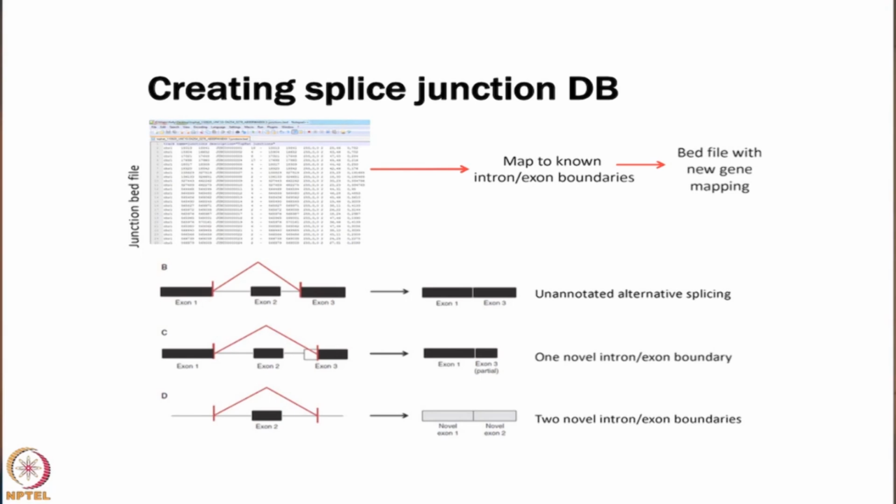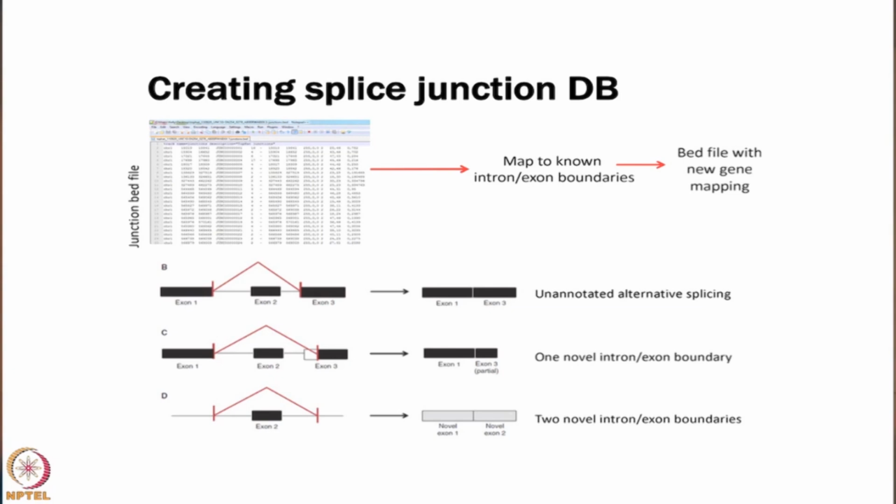To create the spliced junction databases, we take this junction bed file and compare it to the known annotation. We take out everything that's known, not because we don't care, but because that's already included in our reference. We want just the things that are new. Then we take the new bed file with the new gene mapping and figure out what kind of mapping it is. Is it just an unannotated alternative splicing, where we already know the exons but they're spliced in a new way? Does it map to one end of an exon, but the other end is mapped to something new? Or is it completely new?